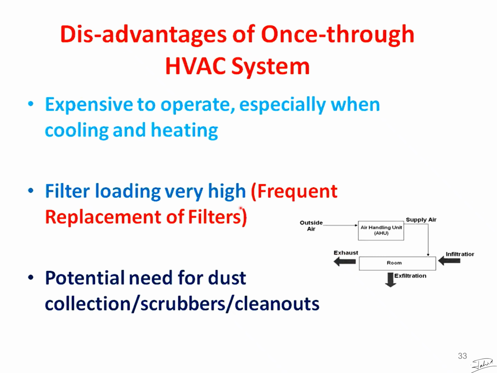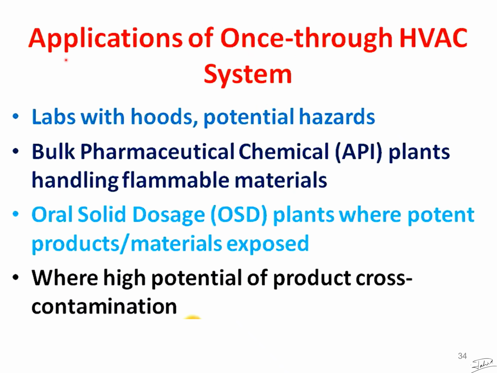Then filter loading is very high. As you know, you're taking the outside air all the time, so the frequent replacement of filters may be needed. And lastly, potential need for dust collection and cleanout. However, once through HVAC system can be applied in different areas like labs with hoods, potential hazards, bulk API plants, oral solid dose units, and where high potential of cross contamination is a factor. So in those places we can use the once through HVAC system.